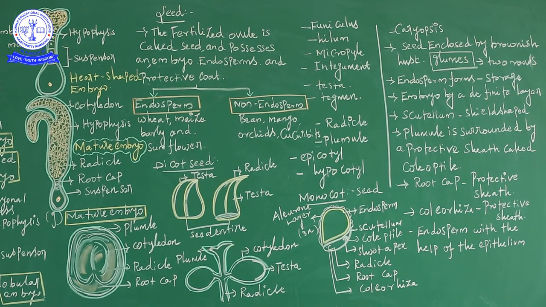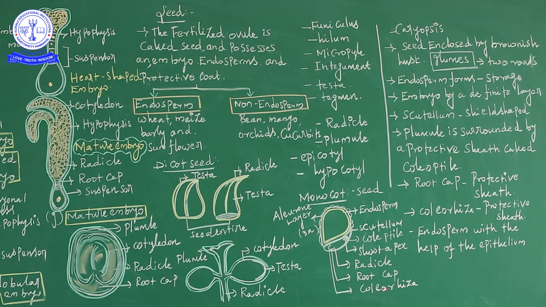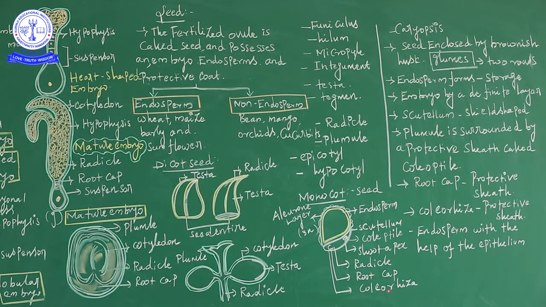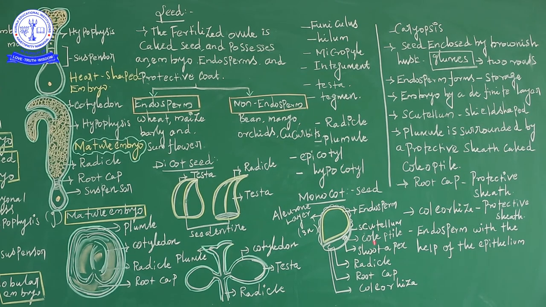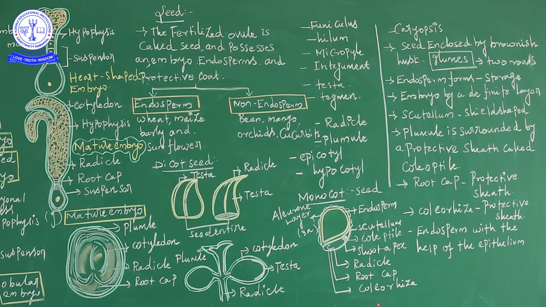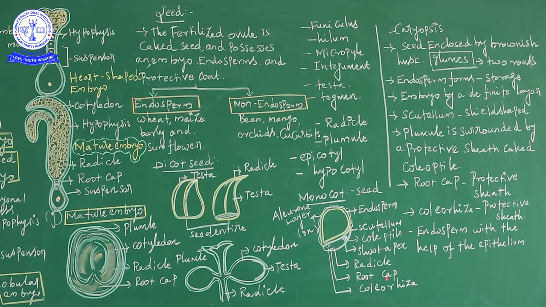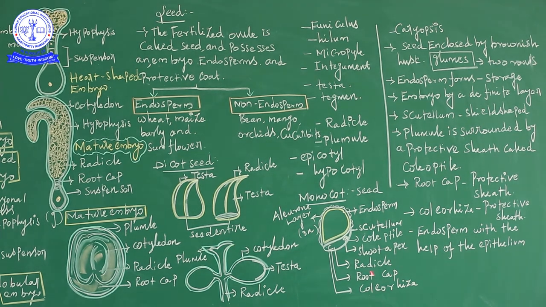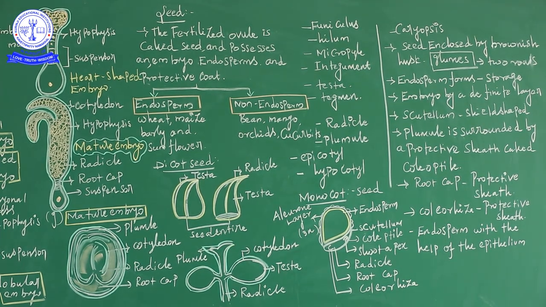The coleorrhiza part is present there. And also next, we see the coleoptile. Coleoptile and coleorrhiza have the function of protecting the seed. Okay, and then next one.